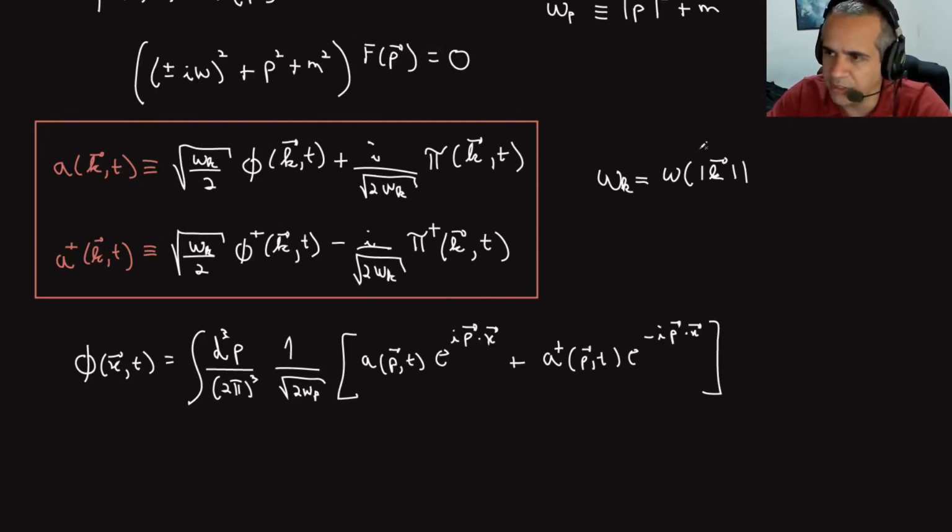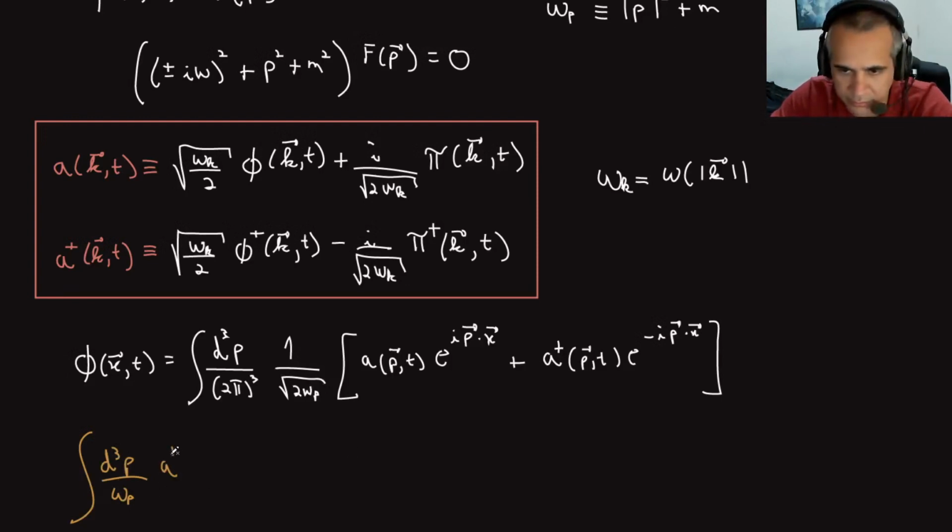Now, remembering this fact here, we can actually do a change in one of the integrals. I have an integral of d³p over this first part, and then an integral of d³p over the second part. And on the second part, what I can do is just change the sign of p in this way. I can take d³p over omega_p, a dagger of p, t, and it's actually the square root of omega_p, but that's fine, it's the same.